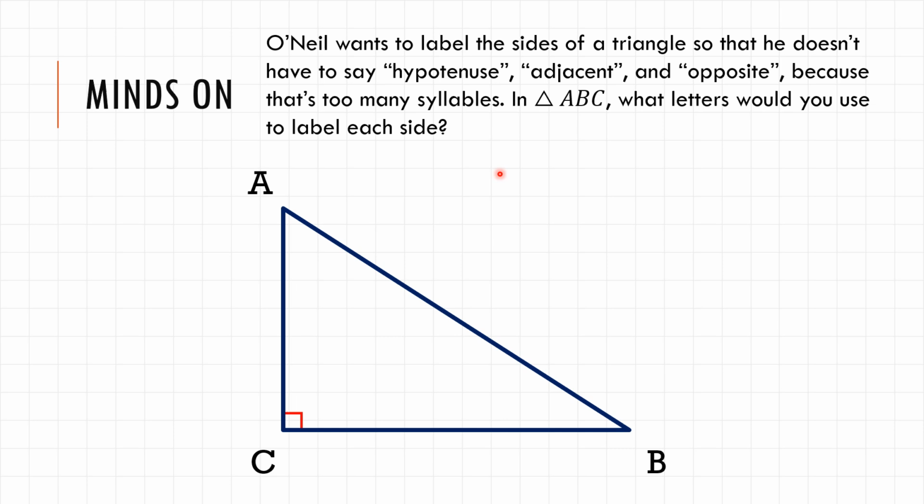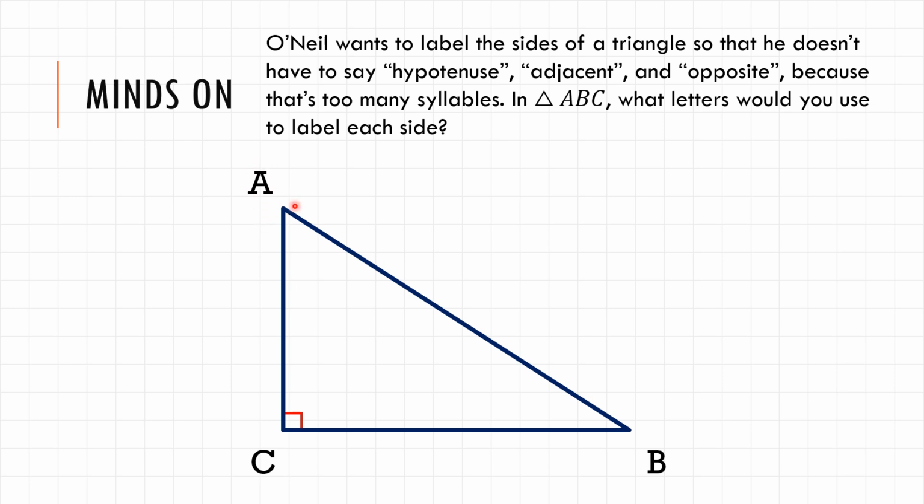Is there a way that we could come up with a system where we only use one letter for each of these sides, and it will work no matter what this triangle looks like? What if, notice that every angle is touching two different sides, which means that one side is opposite every single angle. The hypotenuse is opposite the right angle. This side is opposite angle A. And so what if we use that idea to label these triangles?